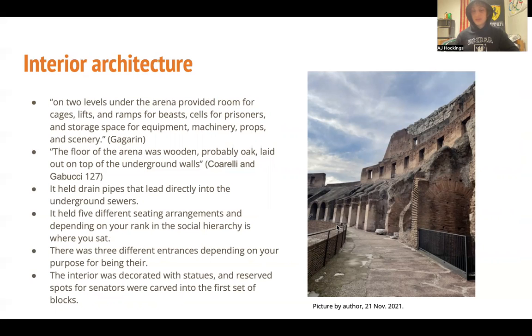So the interior was typically decorated with statues, and there were reserved spots for senators that were carved into the first set of blocks at the base layer of the Colosseum.